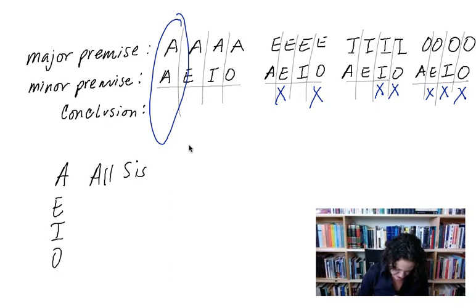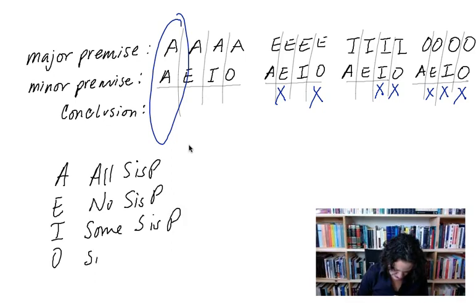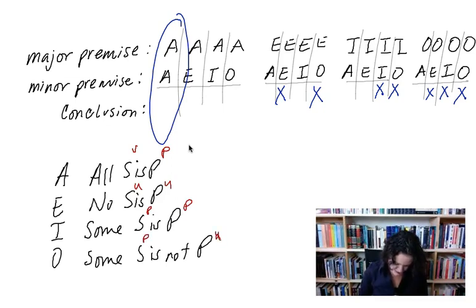All S is P. No S is P. Some S is P. Some S is not P. And then we assign the little u's and p's. So A is UP, E is UU, I is PP, O is PU. It stinks, right? So when I'm looking at this A statement, it represents this, okay? It's just standing in for that. So I could do it like this.